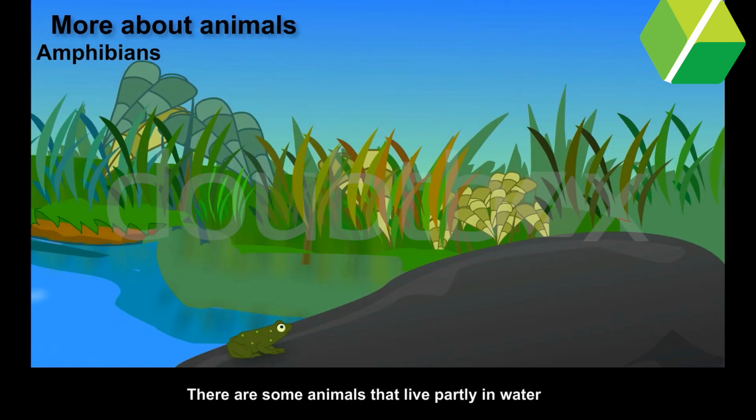Amphibians. There are some animals that live partly in water and partly on land. Frogs live partly in water and partly on land. Frogs have two pairs of limbs to jump about. The pair of webbed feet at the back helps them to swim. Some water birds, like the duck, also have webbed feet for paddling in water.